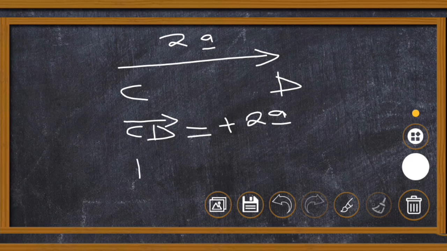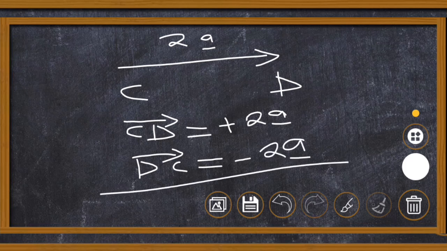But let's say we are finding vector DC, sorry. If we are finding vector DC in this case, it's going to be negative because we are going against the direction. So it's going to be negative vector 2A. So this is basically the idea behind whatever we are going to be doing. So this is very, very important for you to understand.